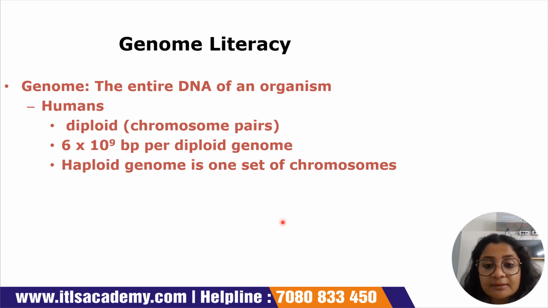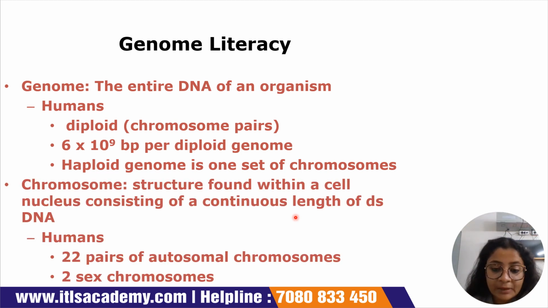Now, how many base pairs are there per diploid genome? 6 into 10 to the power 9. And haploid genome means one set of chromosomes. So haploid number is denoted by n and the diploid number is denoted by 2n. These are the things that all of us know very well. And what is a chromosome? A chromosome is the structure found within a cell nucleus consisting of a continuous length of double-stranded DNA. Continuous length means double-stranded DNA will be continuing and that will form the chromosome, which will be present inside the nucleus.